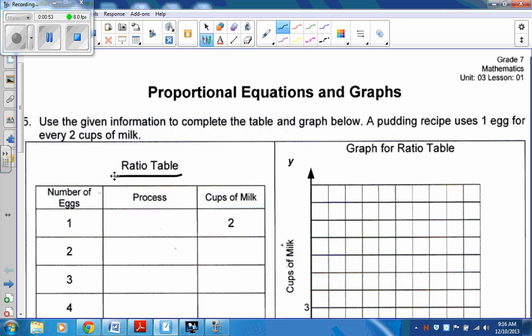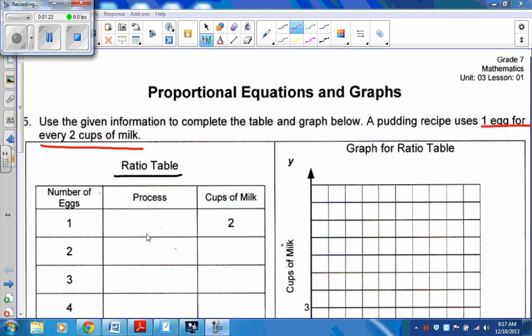Okay, so let's look at the situation. It says use the given information to complete the table and graph below. A pudding recipe uses 1 egg for every 2 cups of milk. We are going to start to build our T-chart. So we have 1 egg for every 2 cups of milk.